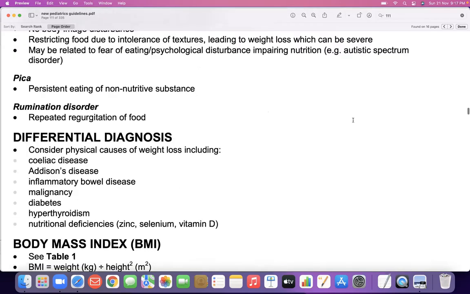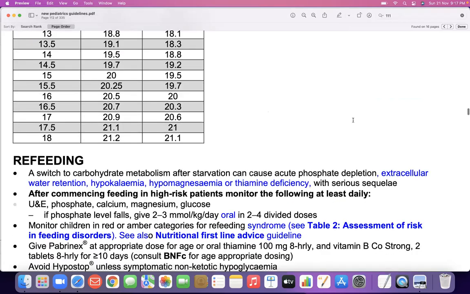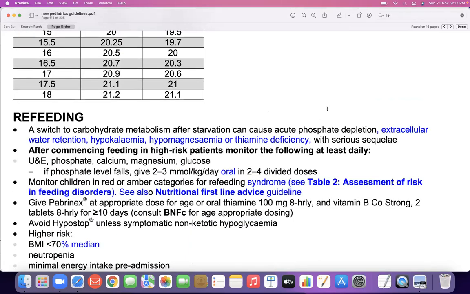So I think refeeding syndrome is simple to remember. Apart from phosphate, magnesium and potassium will be low, and there can be edema and thiamine deficiency. So we will concentrate on replacement of phosphate and also magnesium and potassium based on our lab results. The other things we have to replace are thiamine and vitamin B co-strong tablets. If we remember these three points about refeeding, we will complete it.